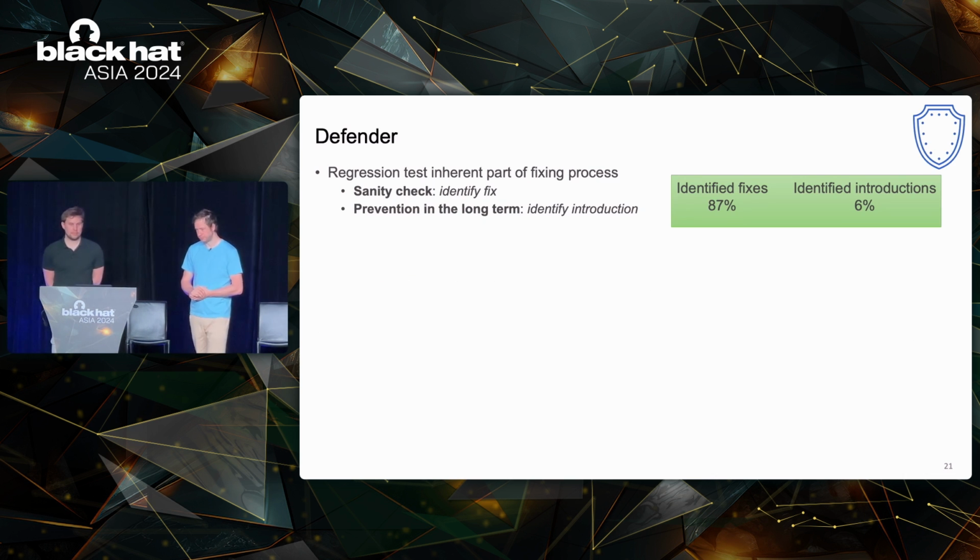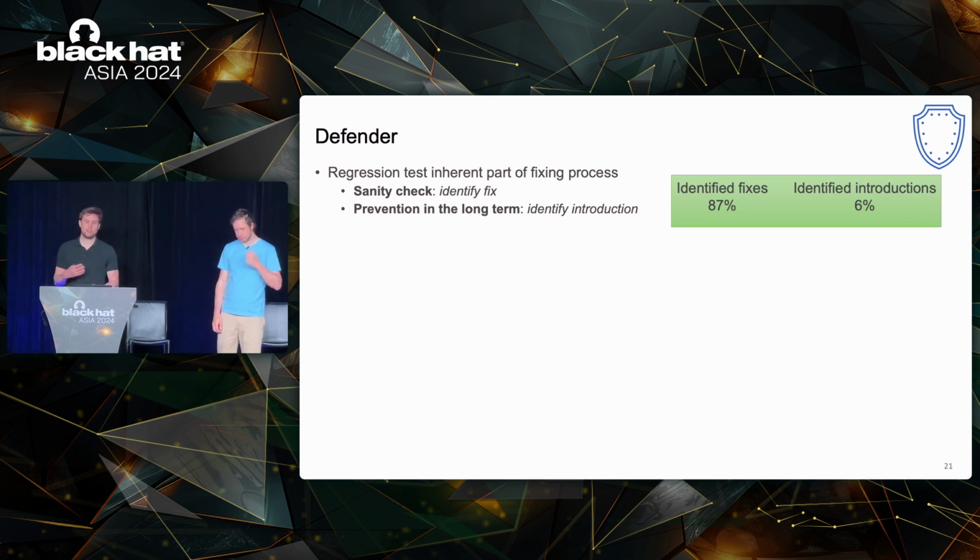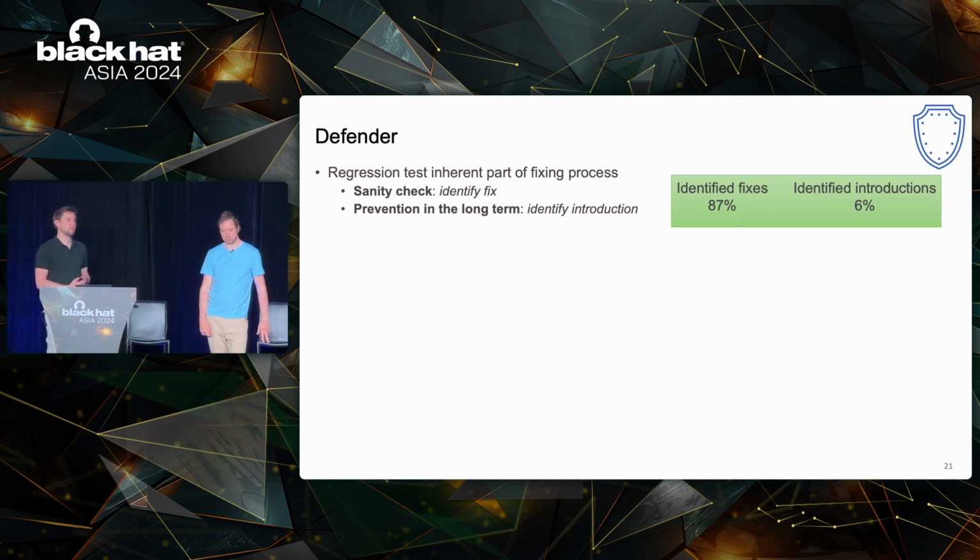As a defender, it's really important that regression tests are an inherent part of the fixing process. First of all, as a sanity check: did the fix really work in the intended way? But also in the long term, we could use regression tests to find out what code change actually introduced the bug. In our data set, the bug reports in 87% of the cases actually identified the fixing revision.